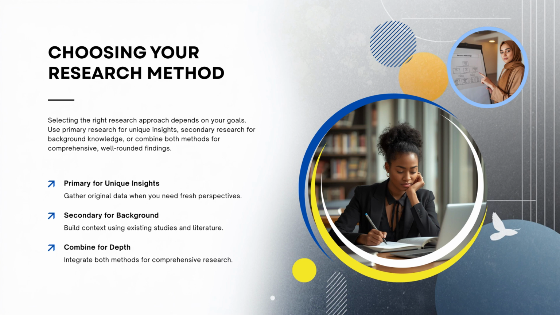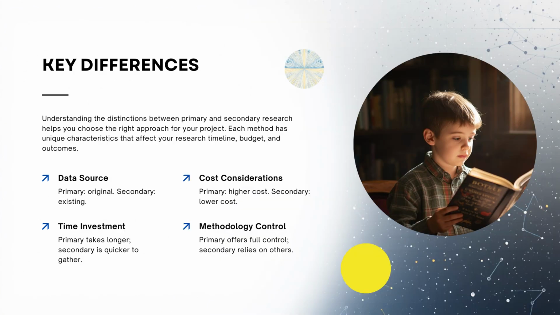To summarize this difference in simple terms, primary research is information you collect yourself. Secondary research is information that someone else has already collected. Both are important and both play different roles in the research process.